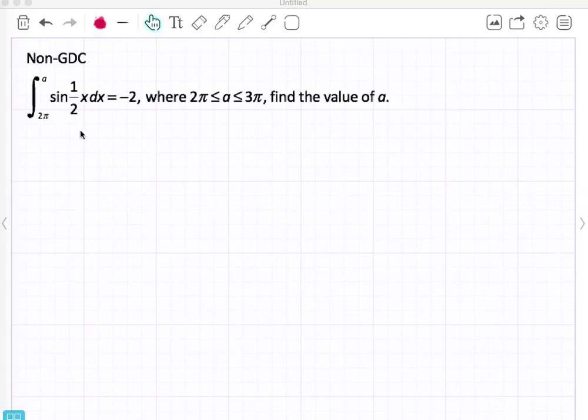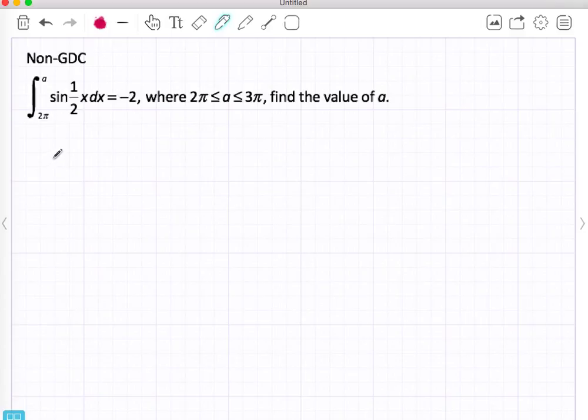Integration question that also requires you to have a good knowledge of trigonometry. So we've got the integral of sine half x equals -2. We've got limits a and 2 pi, and we've got some values here between which a exists. So first of all, I'm going to integrate this.